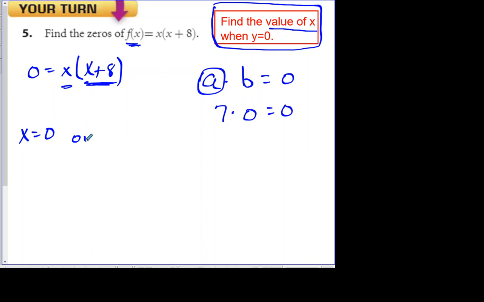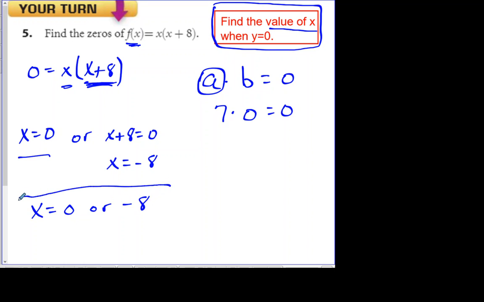or x plus 8 can be 0. If either one of those is true, then that's going to make the equation equal to 0. So at this point, you just solve for each of those equations. Well, this one is already solved. x is 0, there's nothing to do with that. And then when you solve this equation over here, if you subtract 8 from both sides, what do you get? x equals -8. So your solution is x equals 0 or -8.